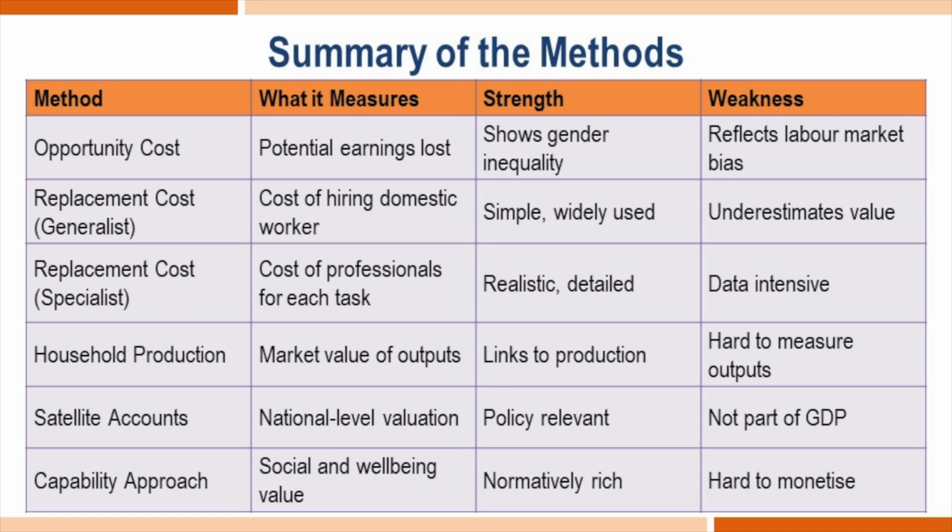If you look at, suppose, opportunity cost, it is the potential earning lost. Replacement cost is the cost of hiring professional domestic workers. For the replacement cost specialist, it is the cost of professionals for each of the tasks taken separately, with their specific wages. Household production tries to value the outputs in terms of market value. Satellite accounts try to get a national level valuation, and the capability approach goes beyond monetary terms to value the social and well-being aspects of the activities. And similarly, you have the strengths and weaknesses shown in this table.